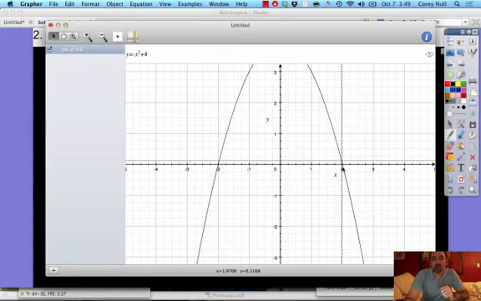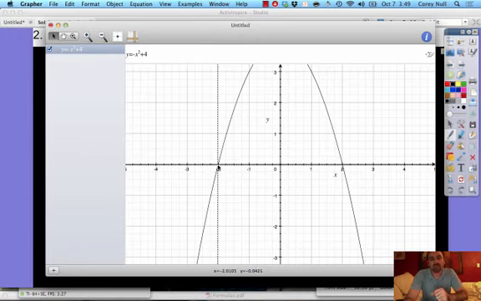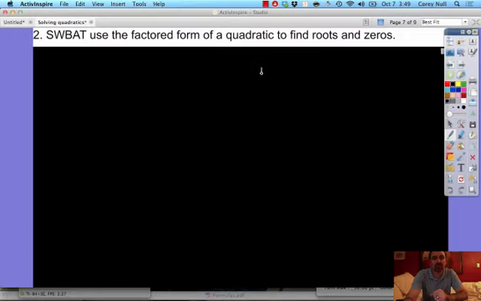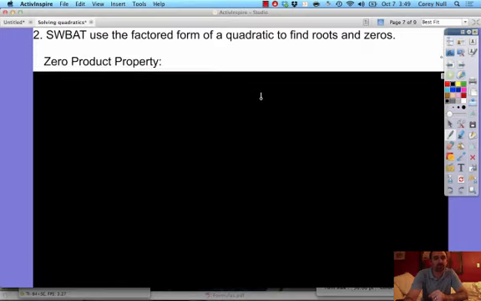That's no coincidence. The factored form of this polynomial is going to be x minus 2 and x plus 2, with a negative in front of all that. So there's a relationship between the factored form of a polynomial and where the parabola hits the x-axis. Okay, so with that in mind, let's move on and talk about roots and zeros.